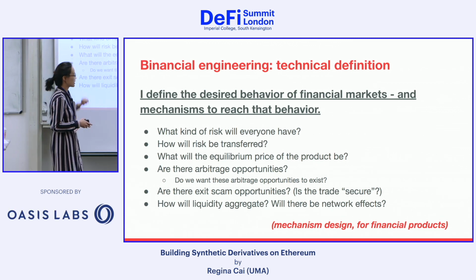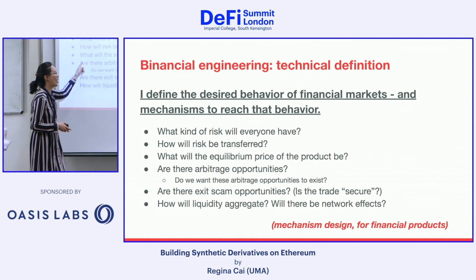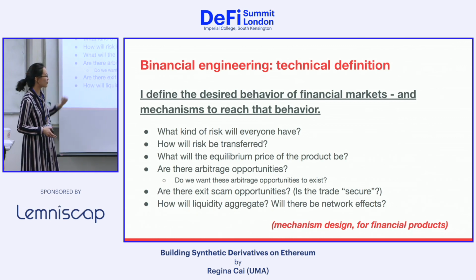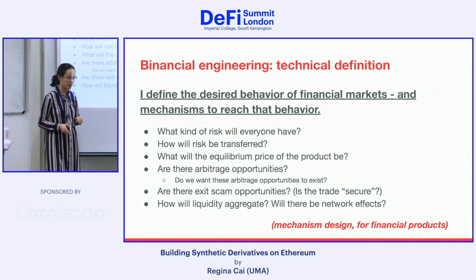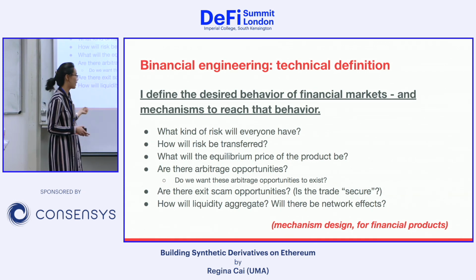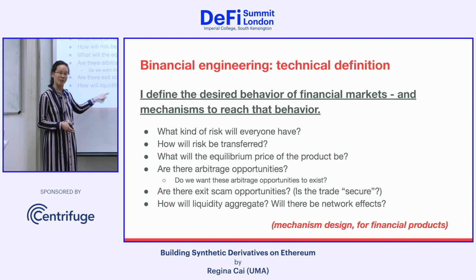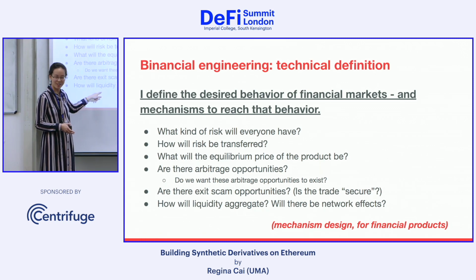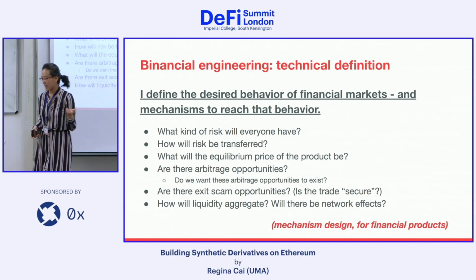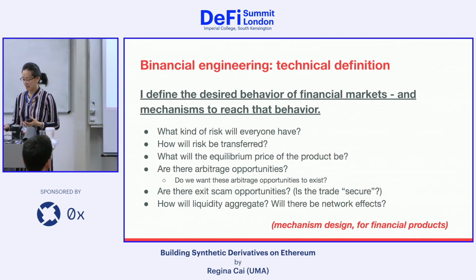What's the equilibrium price of the product going to be, right? Are the tokens actually going to trade at the right price? Are there arbitrage opportunities? And if there are, do we want them to exist? Are there exit scams? And how will liquidity aggregate? This, I would say, is probably the most frequent question we get: how do you ensure that there's liquidity for these products that you're creating? I call this mechanism design, but for financial products.